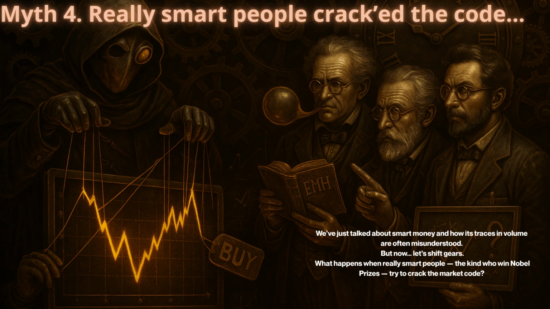Every edge depends on what others are doing. So now let's shift gears. If smart traders can't rely on fixed outcomes, what about really smart individuals? The ones who build models, who write economic theory, who win Nobel Prizes. Have they cracked the code? Do they walk through financial markets with total clarity, seeing structure where others see chaos? Or is there something deeper going on?